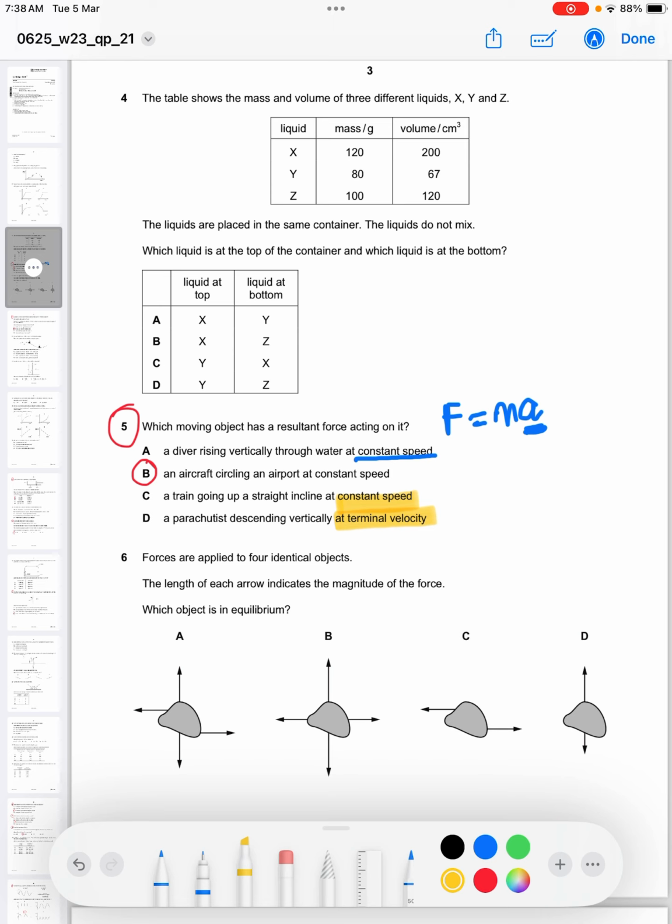Then B, why is B correct? An aircraft circling an airport at constant speed. Even though the speed is constant, it is circling, it is moving around in a circle, so its direction is changing. And velocity being a vector quantity, when direction changes as you are moving in a circle, velocity is changing. So there is an acceleration for B.